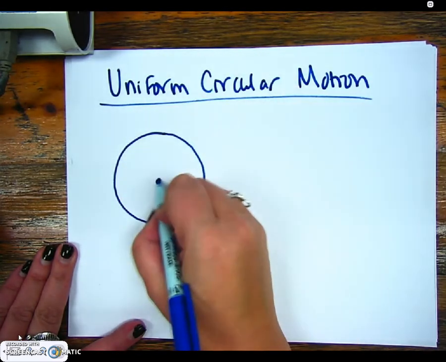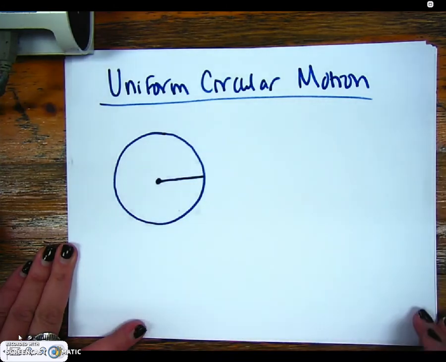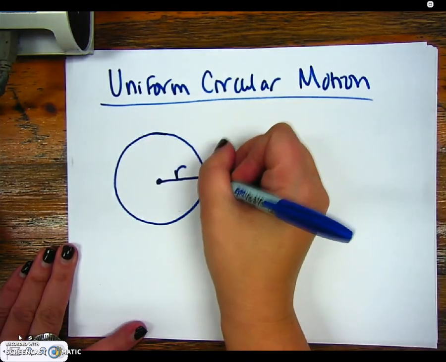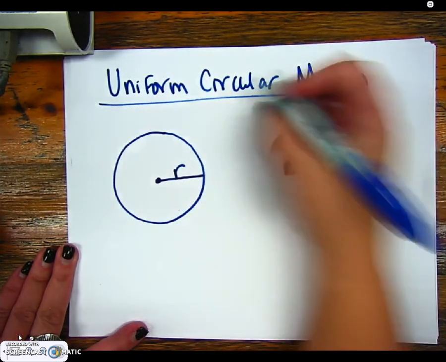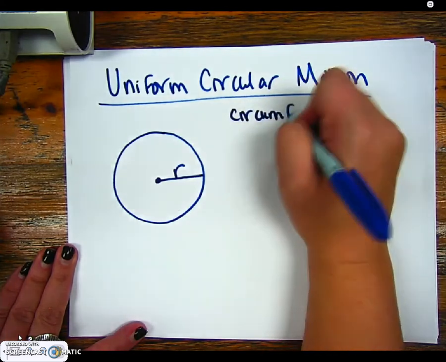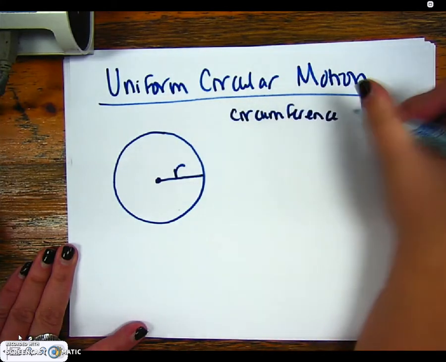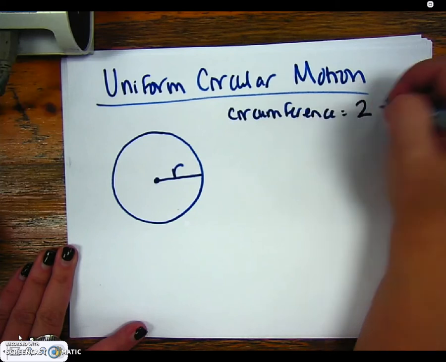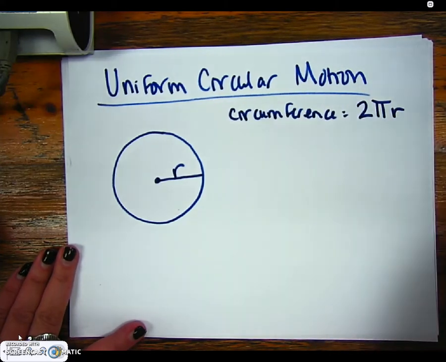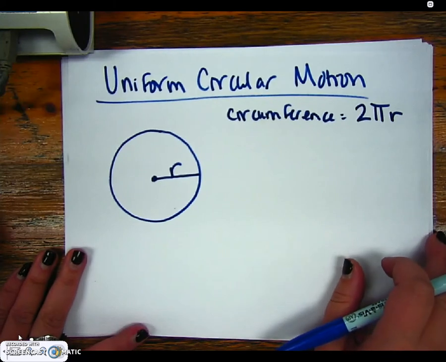So a circle, from the center to the edge of the circle, is called the radius, and the distance that it takes to go around the outside of the circle is called the circumference. And I know this is all review for you, and in order to calculate circumference, that is 2 pi times r. This equation's on your reference table if you ever forget.